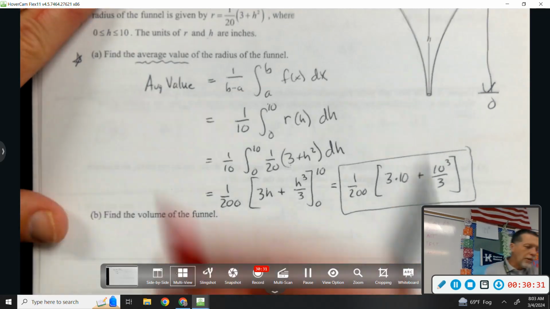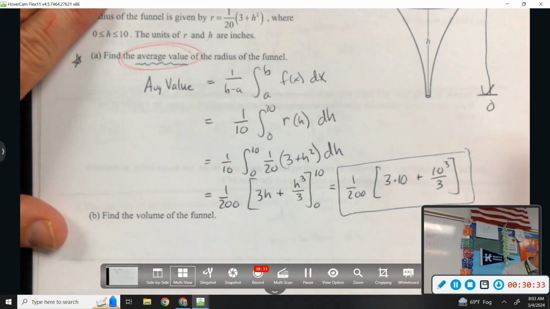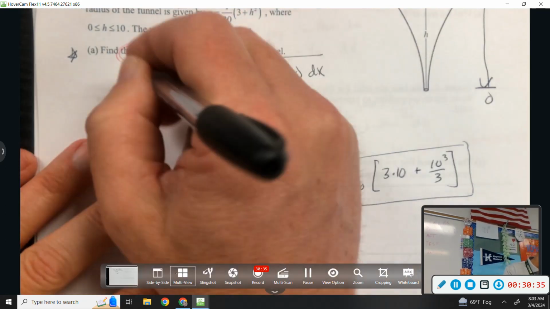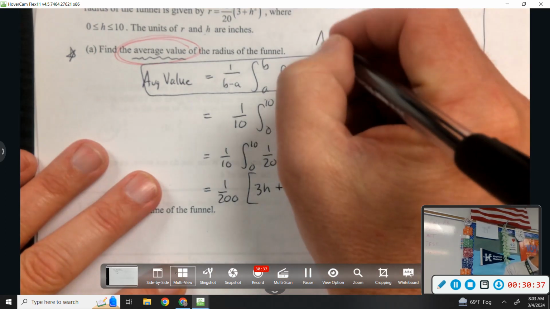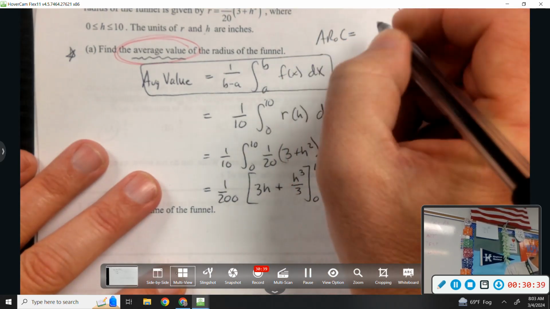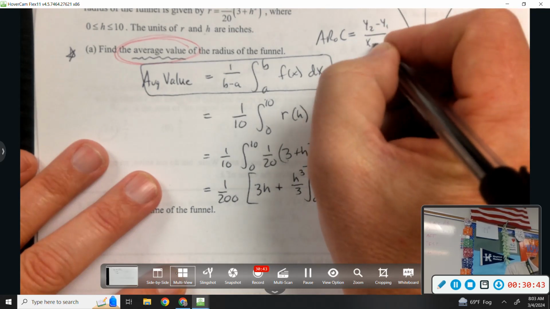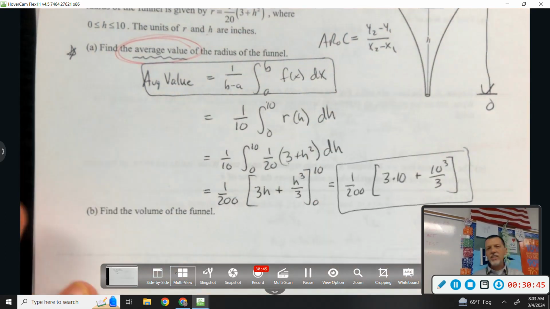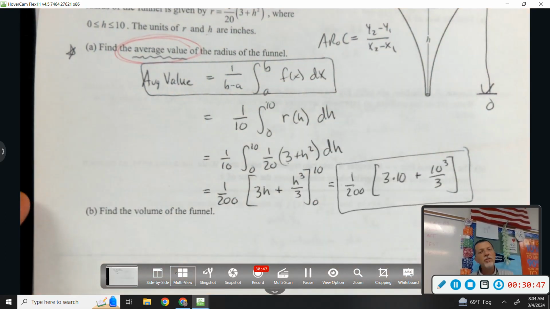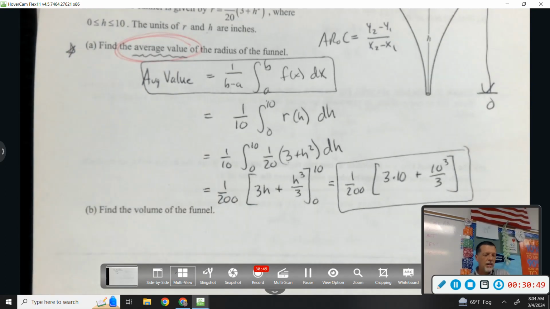But the big thing with that one was average value versus average rate of change. A bunch of you tried to do average rate of change when I asked for average value. Average rate of change, that's just Algebra 1 slope. Average value, that's a more complicated calculus thing.